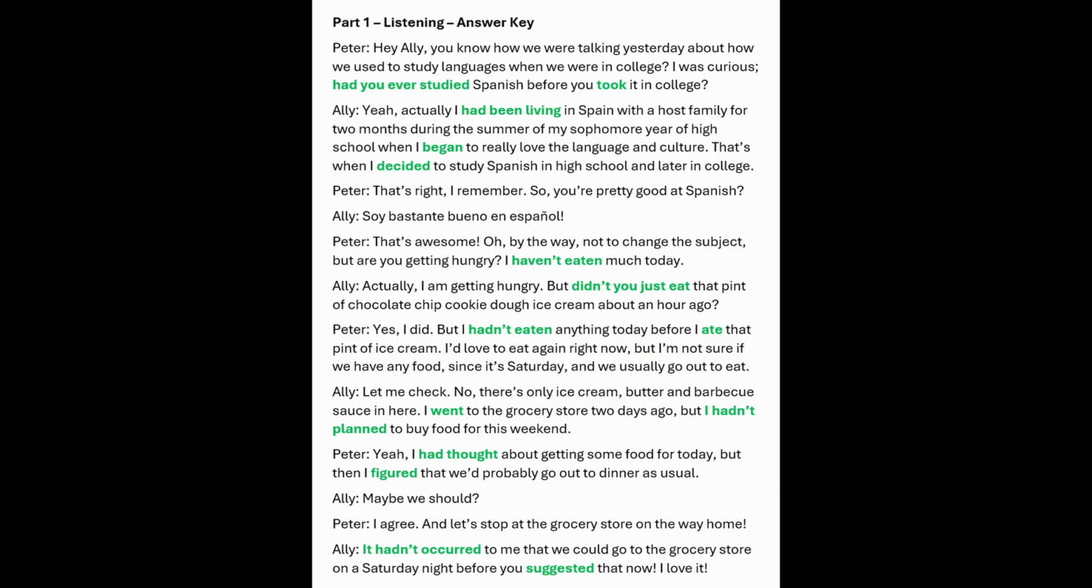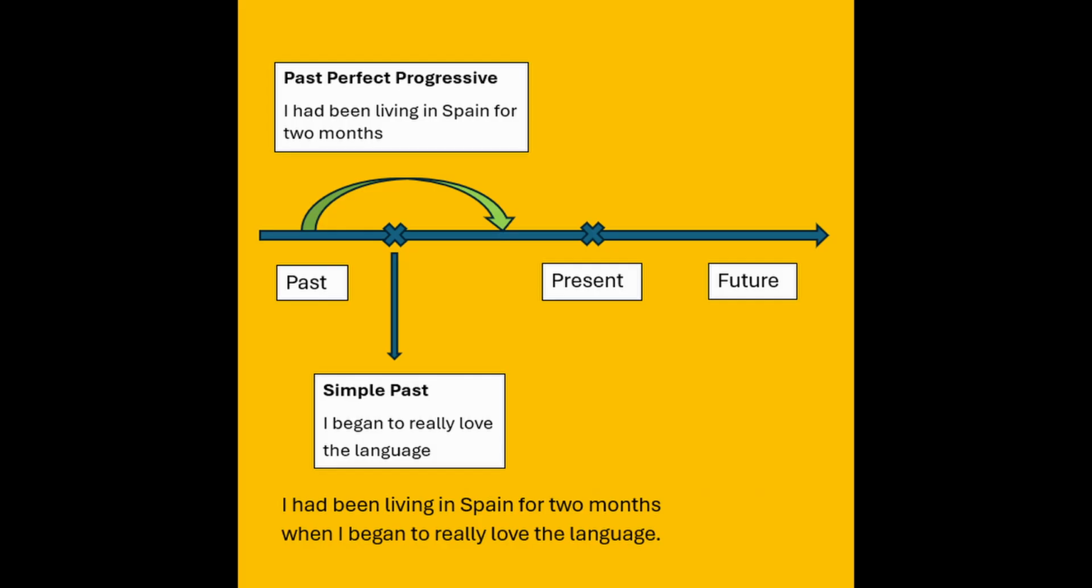That's the second action. Okay, Allie says, "Yeah, actually, I had been living in Spain with a host family for 2 months." Okay, so now Allie is using the past perfect progressive. That is used for a long action that was ongoing while another action happened. So we're stressing the ongoing nature, the unfinished nature of that action. It happened over a long period of time and it wasn't finished when she began to really love the language and culture. So when you want to emphasize an ongoing action that's interrupted by another action, both of which are finished in the past, use the past perfect progressive with simple past.